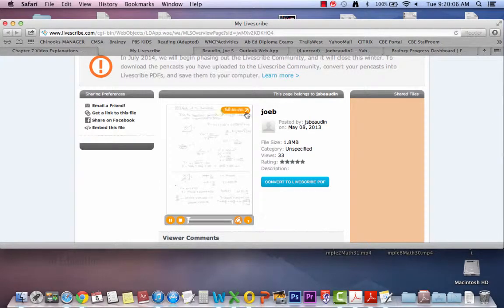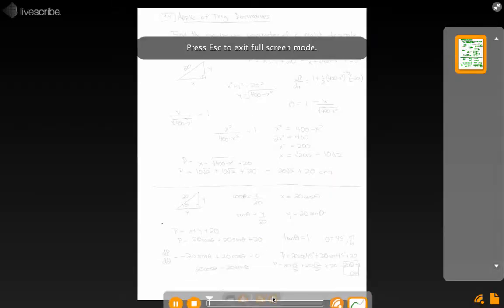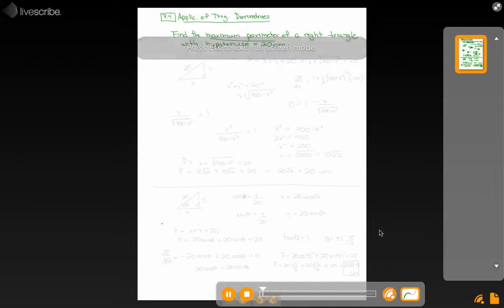This comes out of section 7.4, Applications of Trig Derivatives. This question says, find the maximum perimeter of a right triangle with a hypotenuse of 20 centimeters. I'm going to do this two separate methods here. One will require trig functions and one won't. So we could have actually seen this question way back in chapter 4 when we did max min problems.